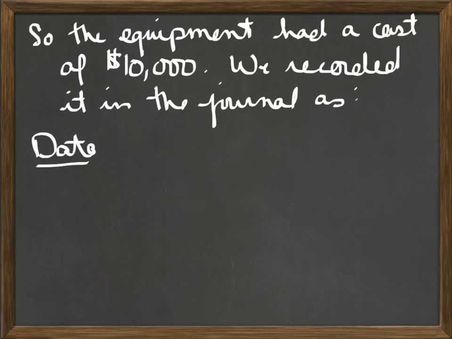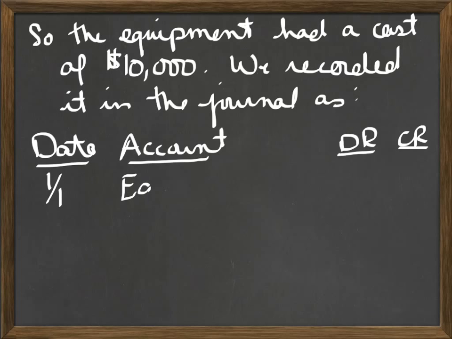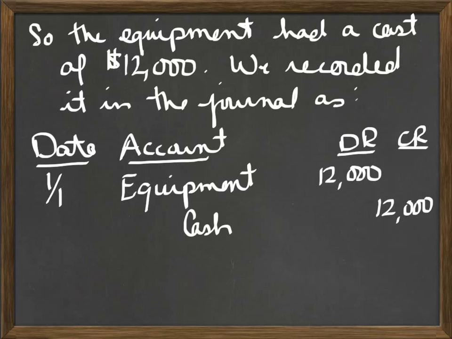Now, that equipment actually cost $12,000. Pardon my typo there, it will be corrected here in just a moment. So we recorded it in the journal as a debit to equipment for $12,000 and a credit to cash for $12,000. So now that we have it in our books, we have to allocate that $12,000 in cost across the asset's useful life. So how do we do that?